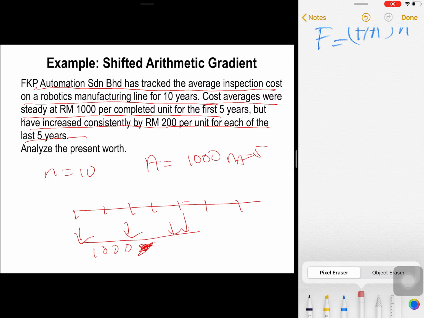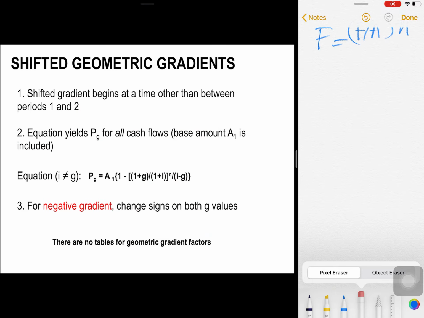It's not erasing. Okay, and you have for the next 5 years, 5, 6, 7, 8, 9, 10, a gradient that increases by 200 ringgit, the G value. So you can break it down and get the answers quickly.